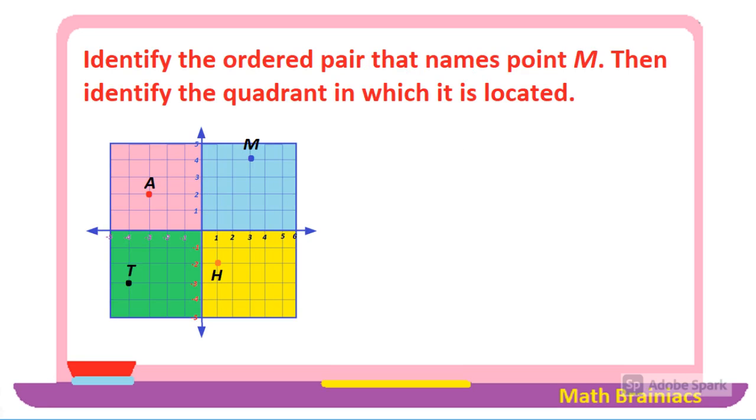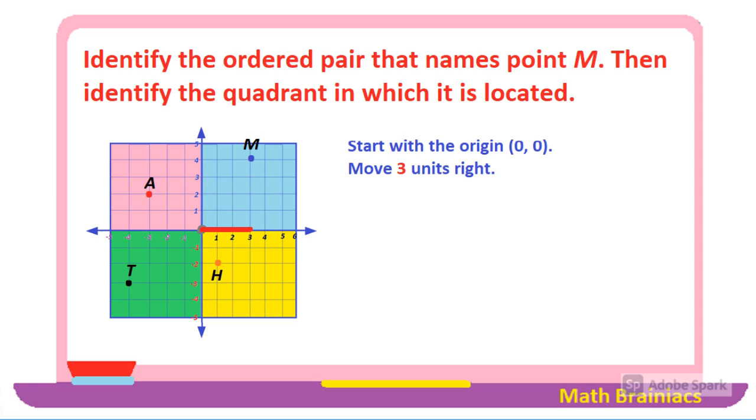Let us work on this example so that you will be guided. Identify the ordered pair that names point M. Then identify the quadrant in which it is located. I want you to take note of this. Whenever you are going to locate any point on the coordinate plane, we need to start from the origin. That is the intersection of the x and y axis. That is the point 0, 0.